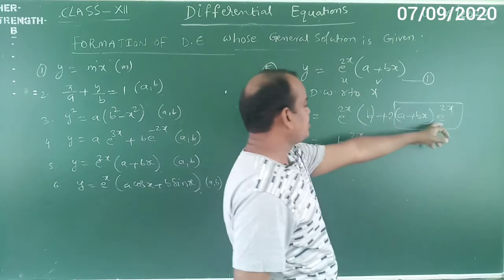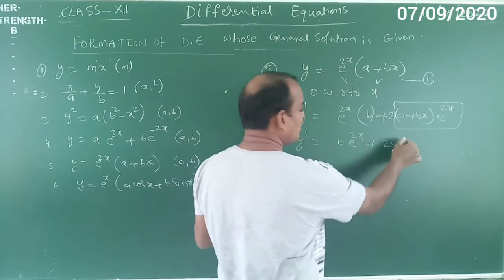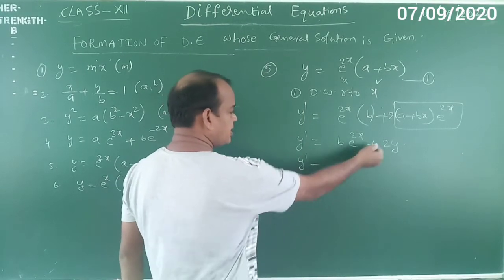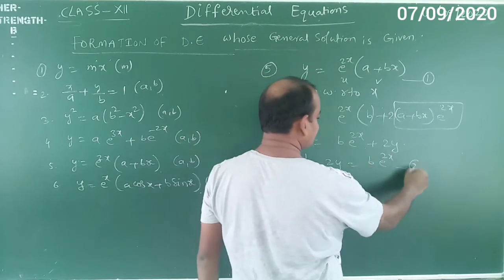e^(2x) into (a + bx) must be y. Now y' - 2y, this side, 2y is equal to b e^(2x). This is equation number 2.